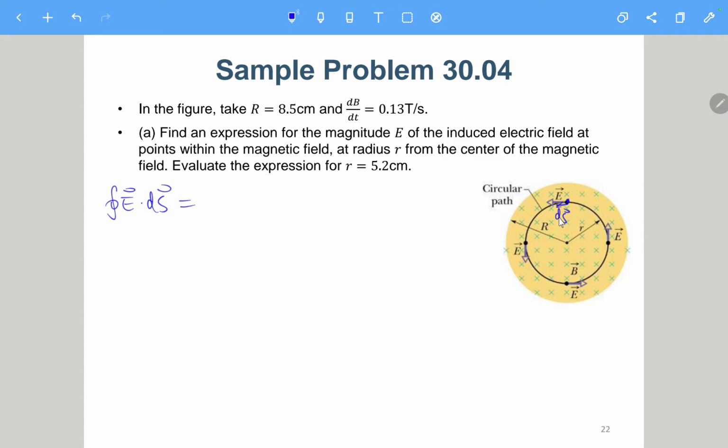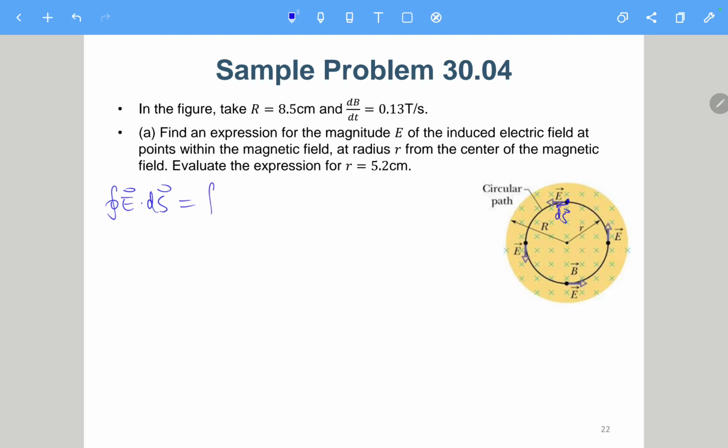Yeah, because in this case we know the B field is pointing into the page and is increasing. So according to Lenz's law, B induced is pointing out of the page. So according to the right hand rule, when your thumb is pointing out of the page, the E field should be counterclockwise. So we already know the direction of the E field. So it makes sense to define ds with the same direction so that you make all the things positive.